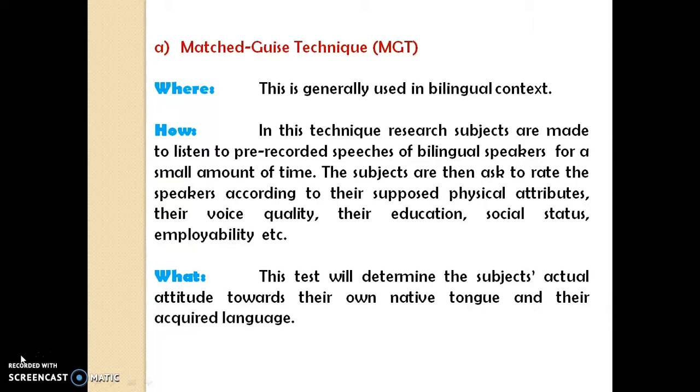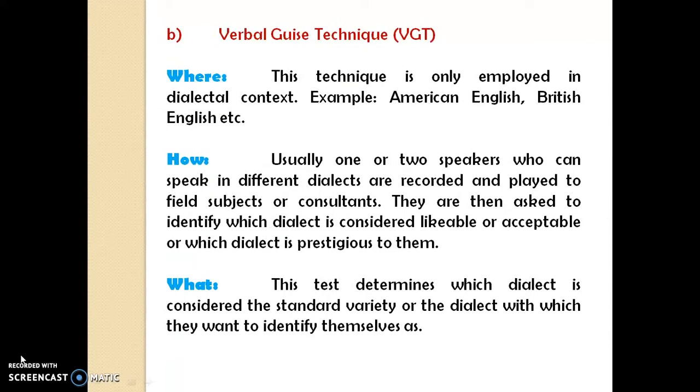The match guise technique is applicable in a bilingual context. This test aims to bring out the actual opinion of the native speaker towards their mother tongue and an acquired language. The verbal guise technique is employed when there is more than one dialect or variety. The aim of this test is to determine which variety is considered prestigious by the speakers themselves. It also tries to see why people identify themselves with a particular variety.